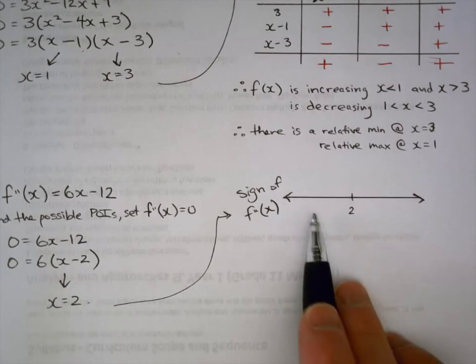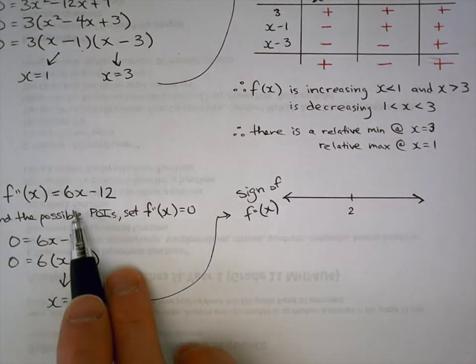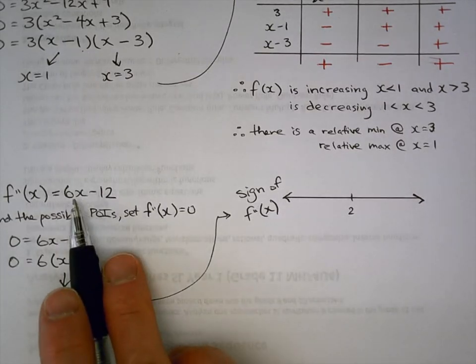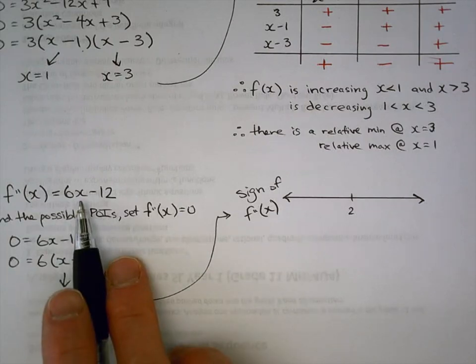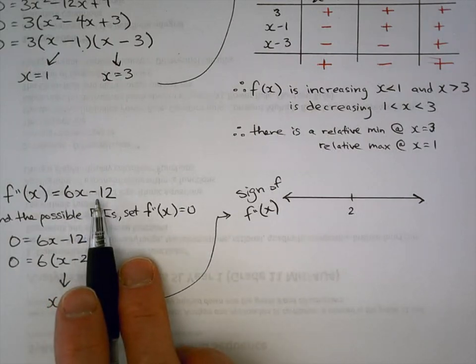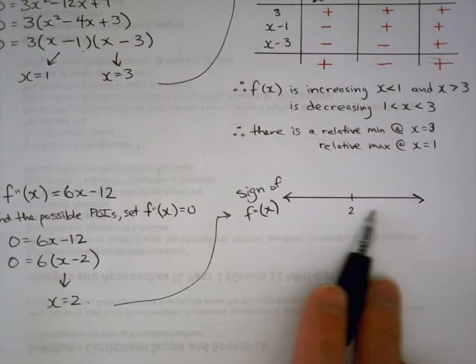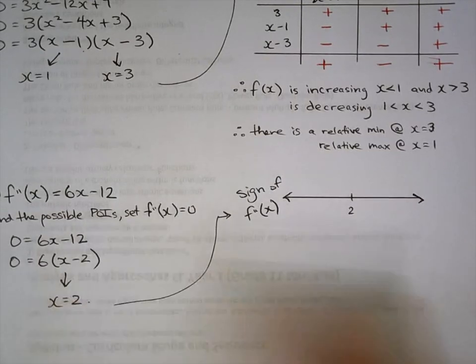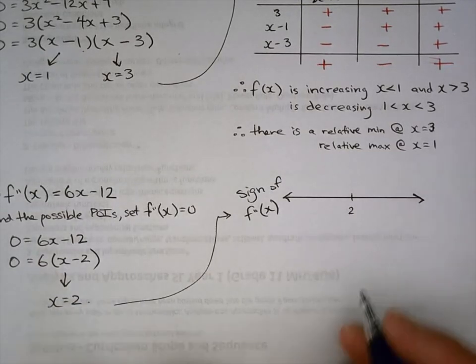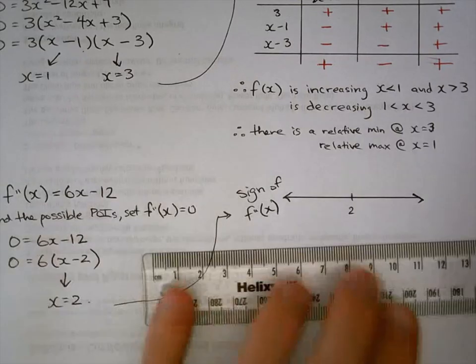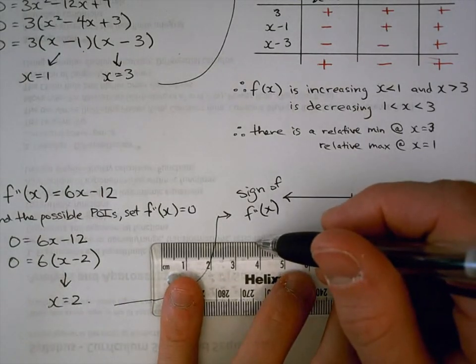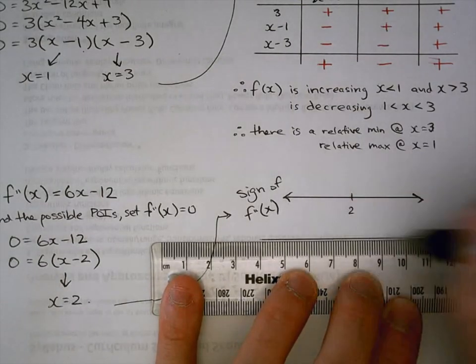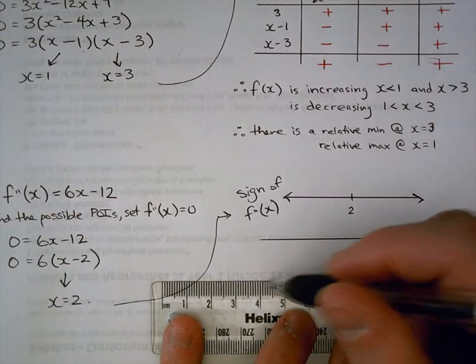If I sub in 0, what happens to this function? It would be 0 minus 12, so it would be negative. If I sub in a number greater than 2, say 3, I'm going to get a positive number. It's up to you. I'm going to do a quick table, but at this point the table isn't always necessary because it's such a short question.